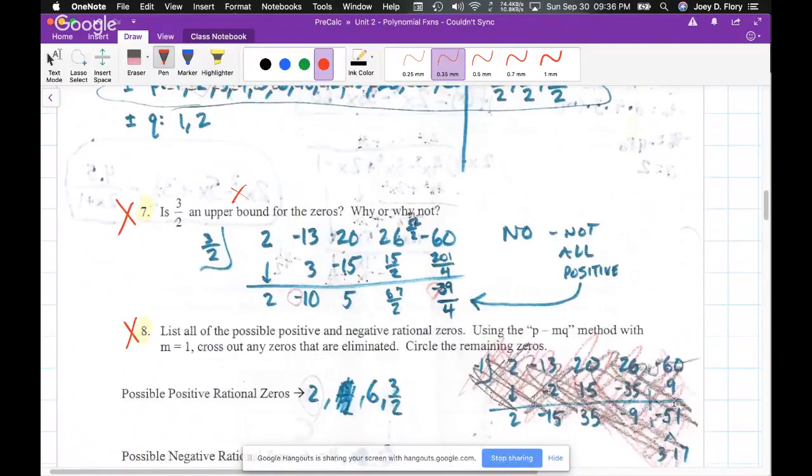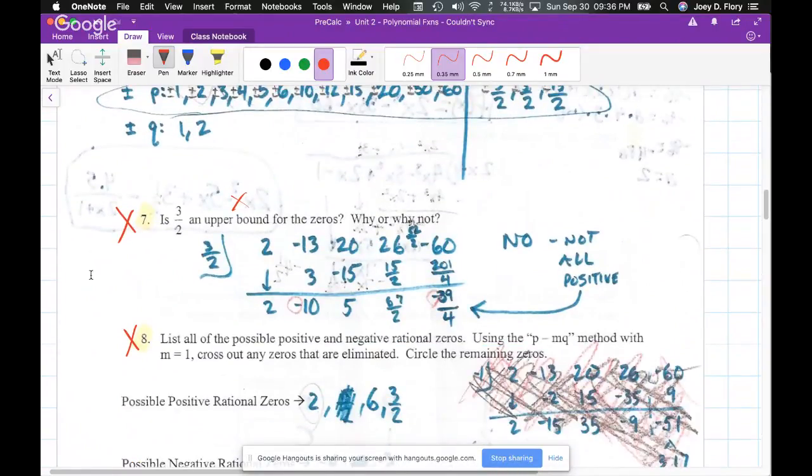We did not talk about upper bounds, so skip a question like number 7. We did not talk about the P minus MQ method. Again, those are useful if we don't have access to technology and we don't want to do synthetic division, however many times this is.